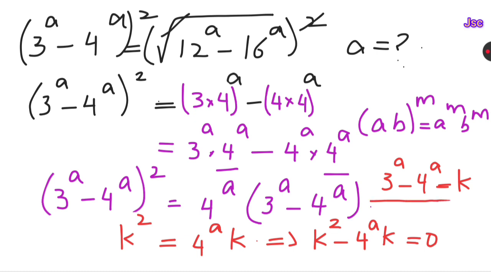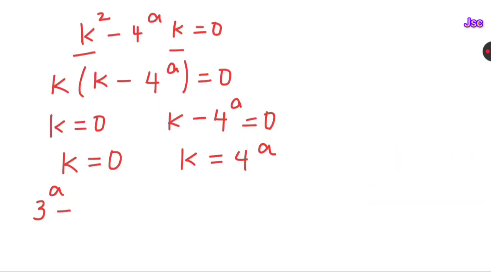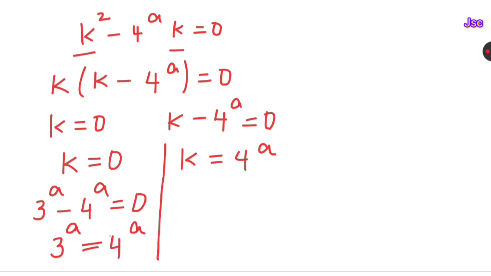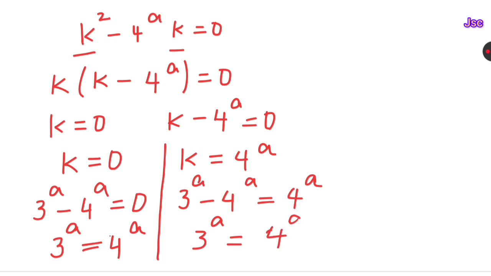3 raised to the power of a minus 4 raised to the power of a we considered as k. So instead of k, I am going to write 3 raised to the power of a minus 4 raised to the power of a equal to 0. From here we can say that 3 raised to the power of a equals 4 raised to the power of a. And here also, instead of k, I take 3 raised to the power of a minus 4 raised to the power of a, equal to 4 raised to the power of a. If we add 4 raised to the power of a on both sides, we get 3 raised to the power of a equal to 4 raised to the power of a plus 4 raised to the power of a. Consider the first as equation 1 and this as equation 2.